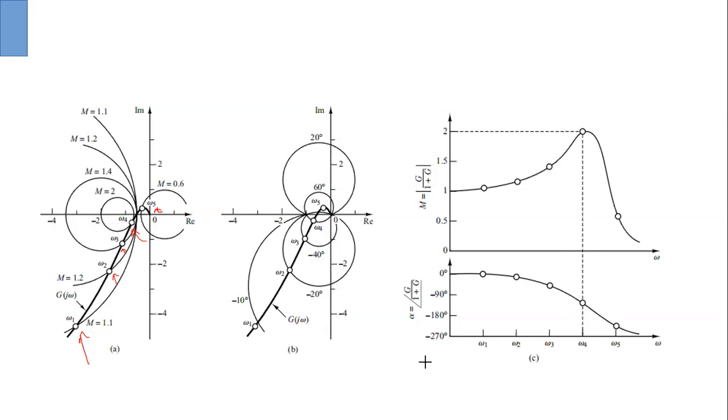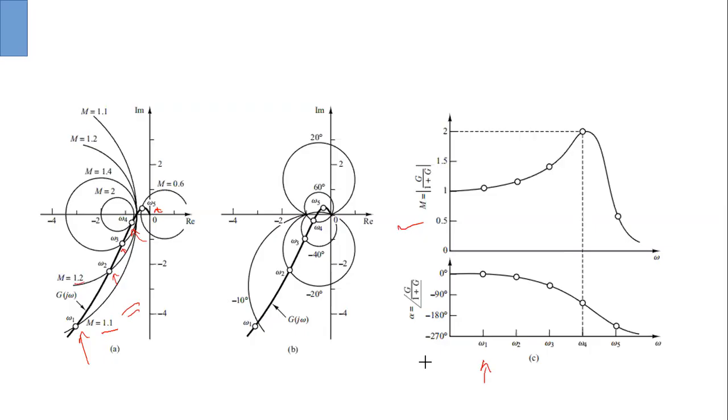The corresponding values are 1.1, then this curve is 1.2, then the curve's magnitude is increasing to 1.4, and then it touches this one, which is 2. Okay, so this is how we are figuring out the magnitude plot based on this diagram, with the corresponding frequency and the magnitude we are plotting.